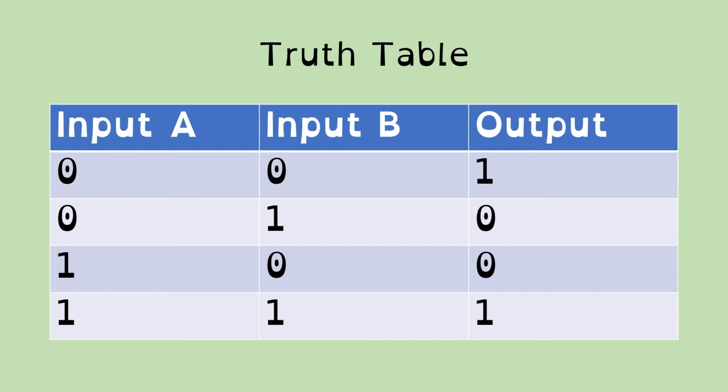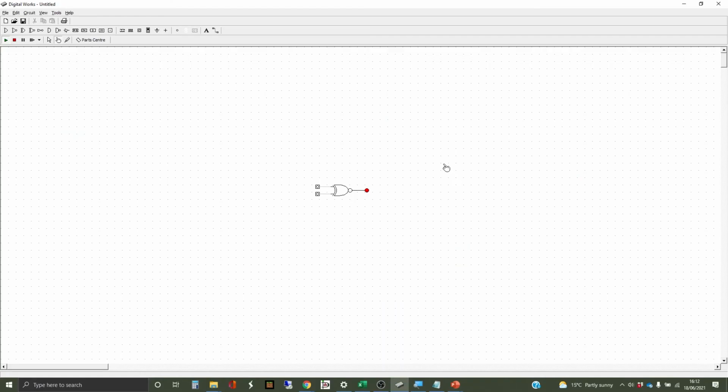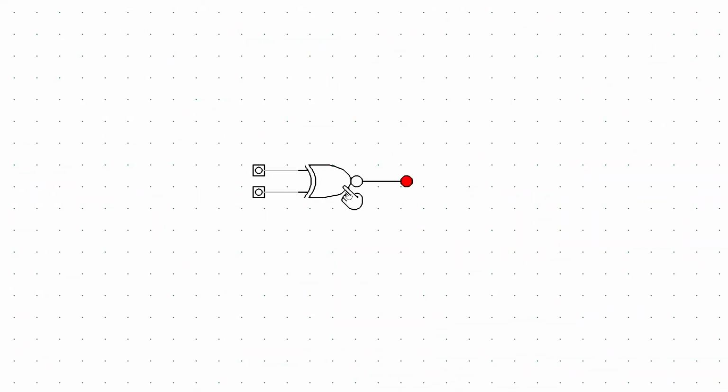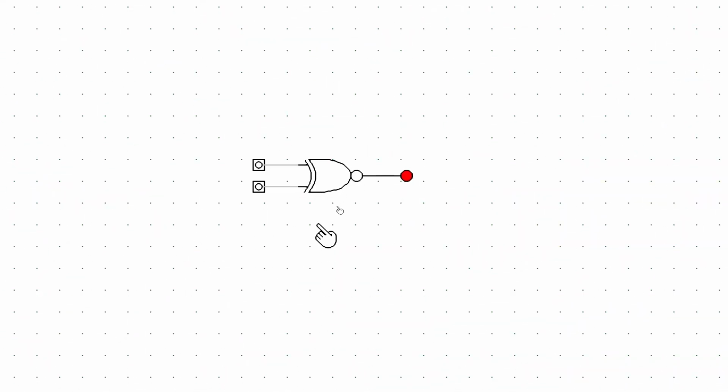Okay, so let's have a quick look at this in the digital simulation software that I'm using for this, which is called DigitalWorks. Just zooming in there. And in this software, we've got a couple of inputs here. White means 0 and red means 1. And we've got a signal at the output indicating what's coming out from the gate.